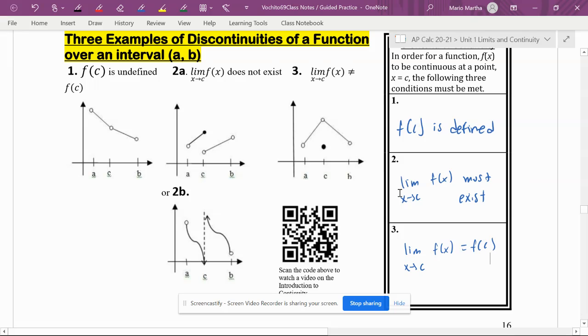I'm going to give you the first example right there. We see f of c is defined. The counterexample is when f of c is undefined. We're approaching c from both sides, and there is a limit there, but we do have a hole in the function. You can think of that as a little hole in the function.